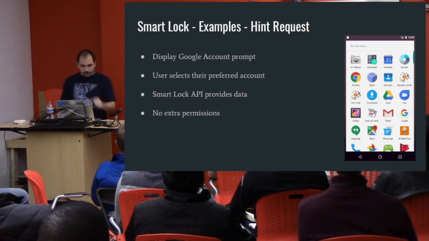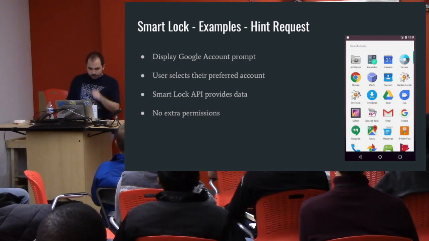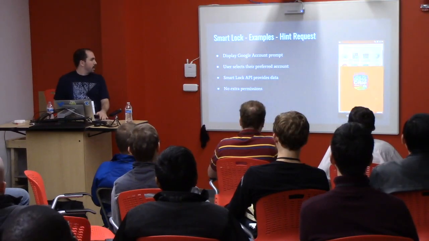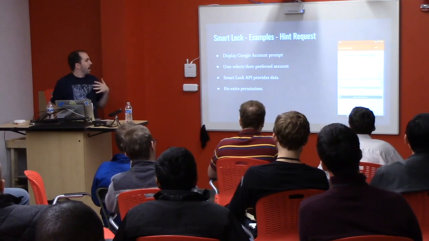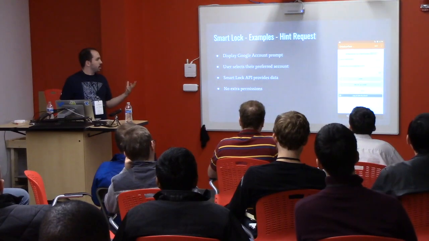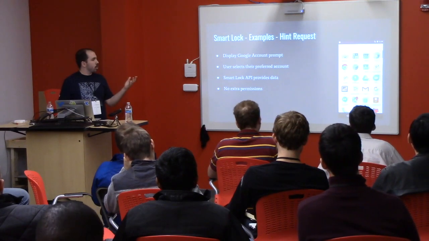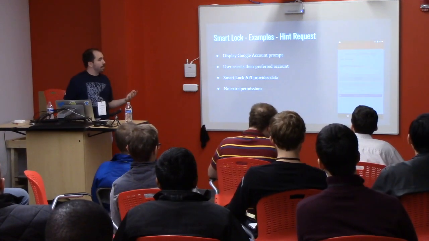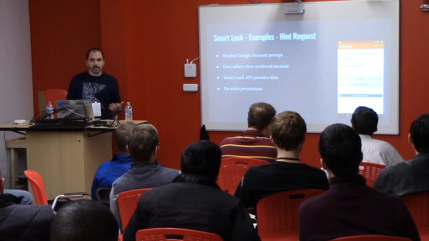So I'm going to jump into some examples, just quick videos, and I'm going to start with the hint request. So here you can see the user opens up the application, and a prompt displays. They click their account, and the fields are just automatically filled in for them. The data comes from the Smart Lock APIs, and all the user has to do is actually insert a password.